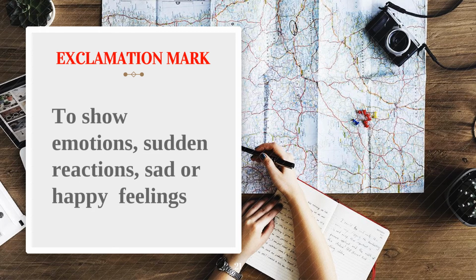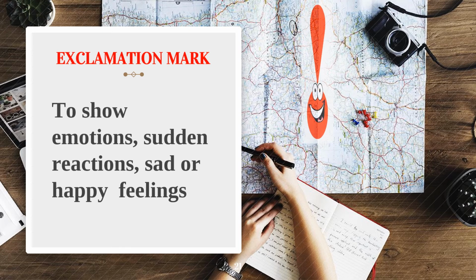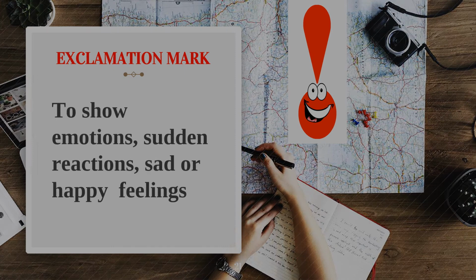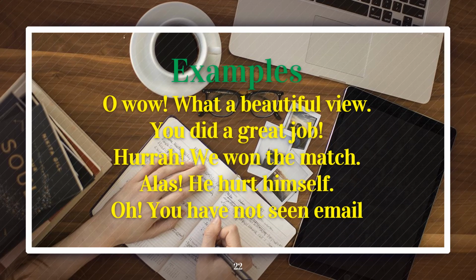Next is exclamation mark. Why do we use exclamation mark? We use exclamation mark to show emotion, sudden feelings or reactions, sad, happy feelings, etc. The examples are: Oh wow! What a beautiful view! You did a great job! Hurrah! We won the match! Alas! He hurt himself! Oh! You have not seen the email?